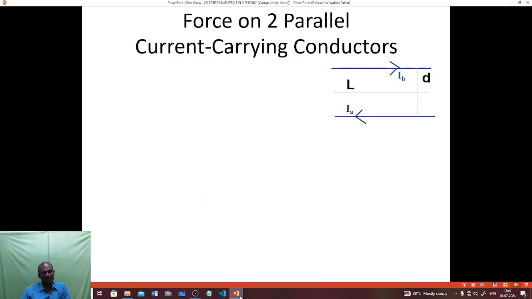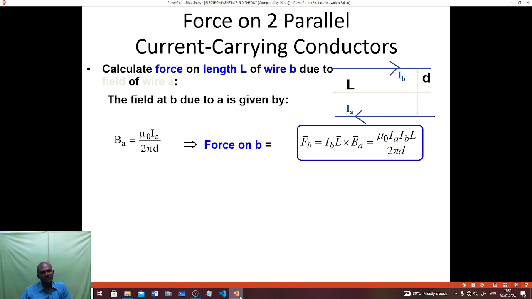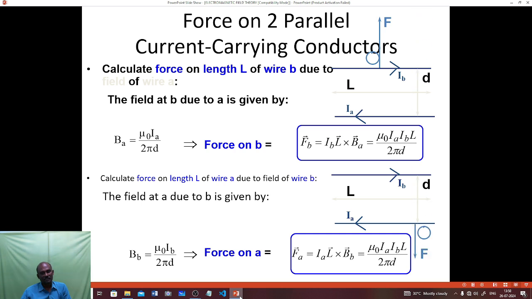Now parallel current carrying conductors. Two parallel conductors carrying currents IA and IB are separated by a distance d. We can find the force or flux density. Here BA, the flux density due to the current carrying conductor A, is mu naught IA by 2 pi d. The force FB on B we can find by taking a cross product with the current element. Similarly, the field due to B, BB, is also mu naught IB by 2 pi d. The force is calculated.